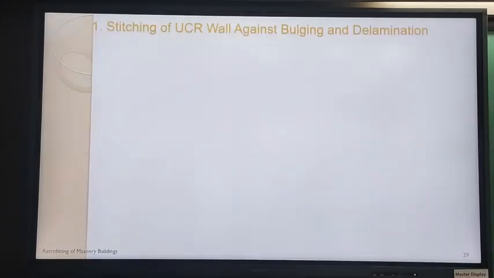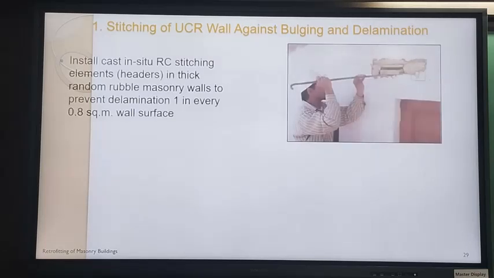All right. Now, first are the stitching elements against bulging and delamination. You remember I talked about bulging, where a portion of the face bulges out. So that is where the separation has started. And as we said, it's in a state of impending collapse. So with some more shaking, that bulged portion, the face, may collapse. That is then called delamination, if one face falls.